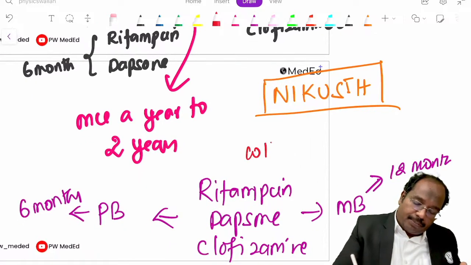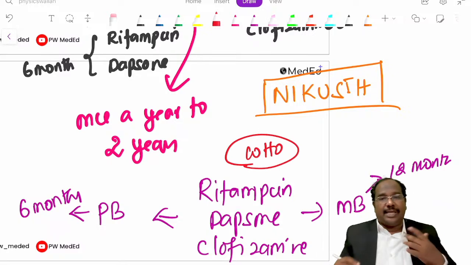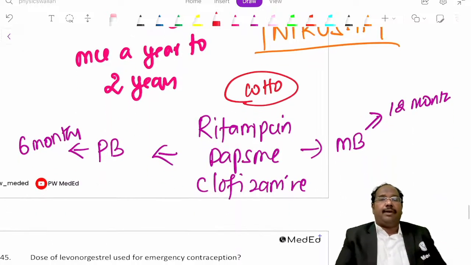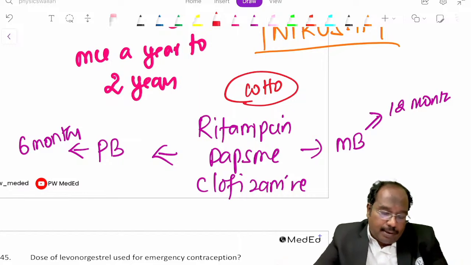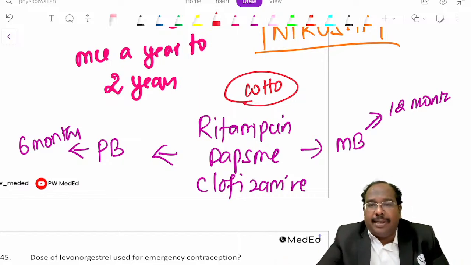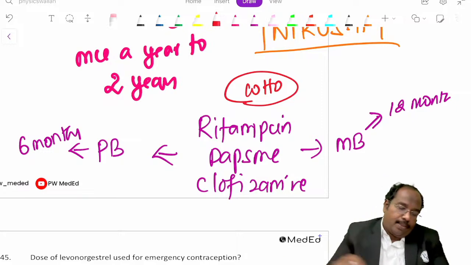This is what WHO prescribes. So the same 3 drug combination is given: 6 months for paucibacillary and 12 months for multibacillary.